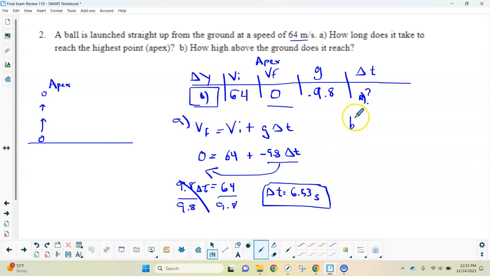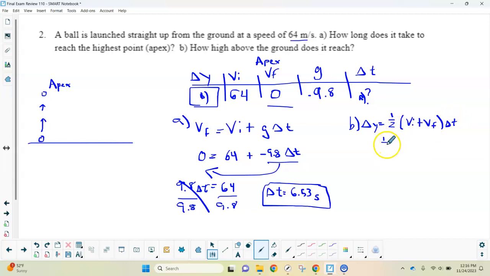For part B, we're looking for how high it goes. So you're looking for delta y. Again, you can use any of the equations that you like, as long as it's one that makes sense. So I'm using the 1/2 (VI plus VF) delta t, because I believe that to be the easiest one to use. No squareds or anything like that.